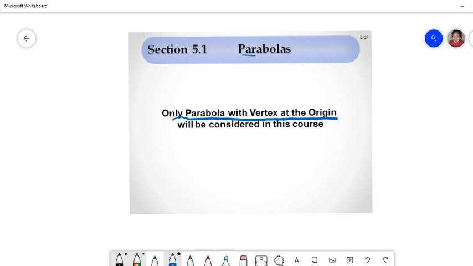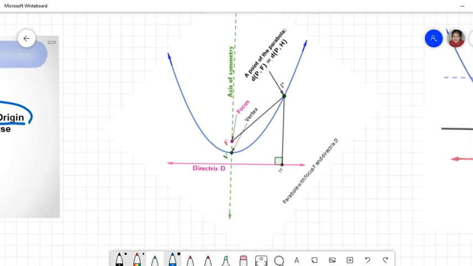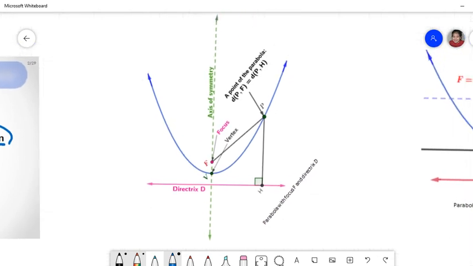Section 5.1 Parabolas. We will consider only parabolas with vertex at the origin in this lecture. Now, when we say a parabola, we mean such a figure. Now, we have some important points in this figure. This point here, we call it focus.